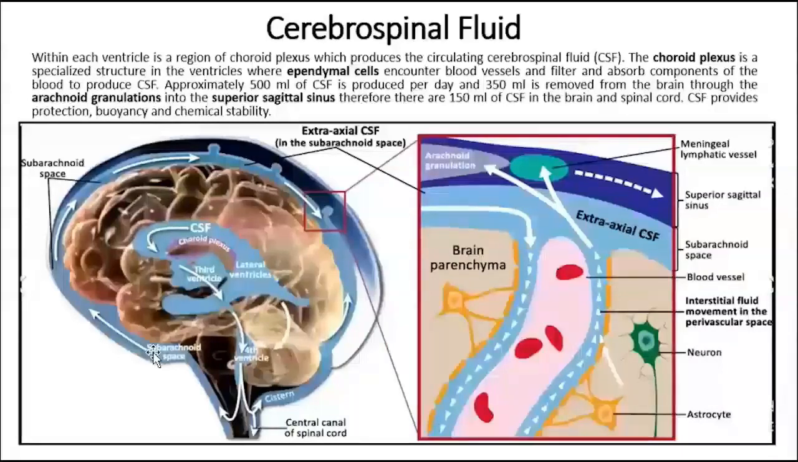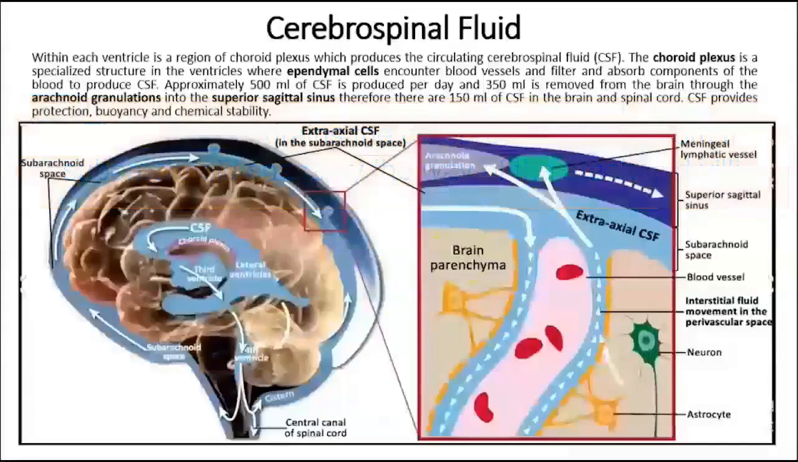Chemical stability. The brain has cells, and these cells are going to produce different chemicals, and these chemicals must be removed. For example, there's going to be hydrogen, and hydrogen changes pH, and that's a problem because the pH in your brain must be maintained. So the cerebrospinal fluid allows us to get rid of this waste, for example, that we get there.